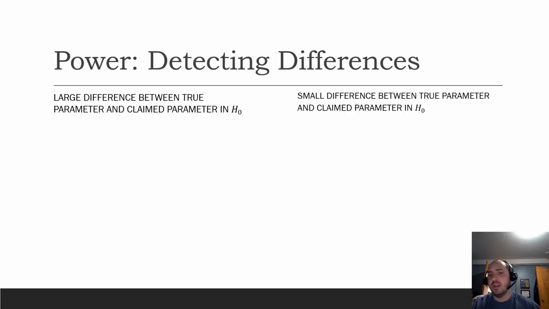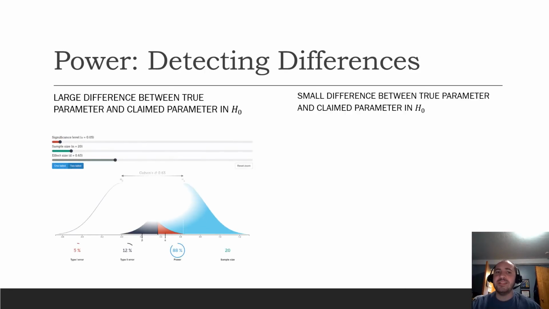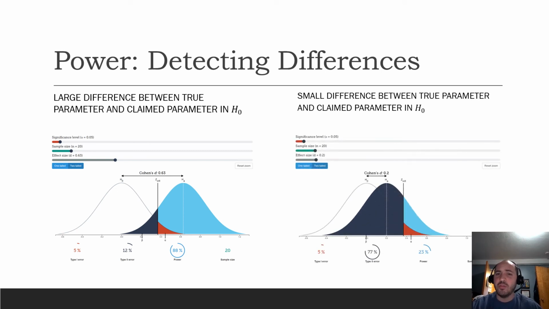The second thing is, well, how big is the difference? If the true parameter that the alternative hypothesis supports is far away from what that null hypothesis is claiming, you are going to have a larger power than if these values are really close. So you can see the difference in area under the curve based on how far apart they are. So power is all about how well your test detects small differences.